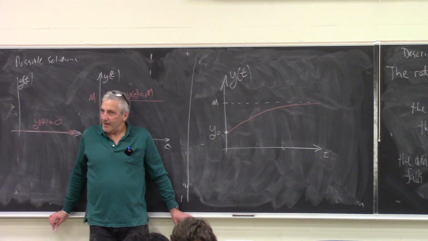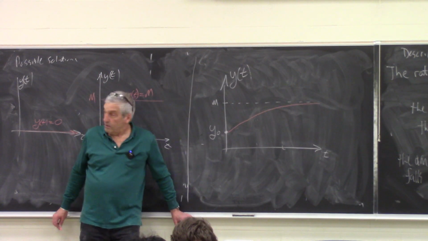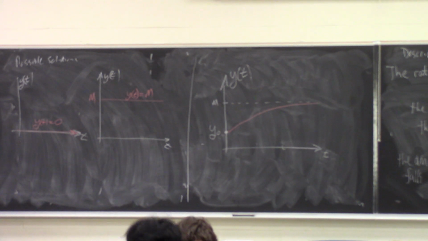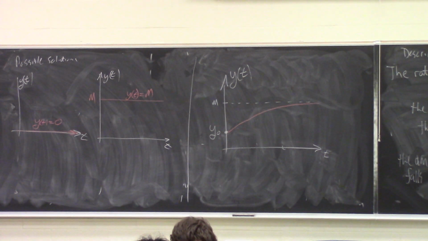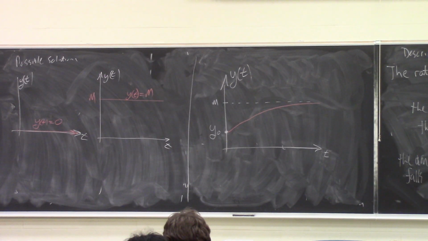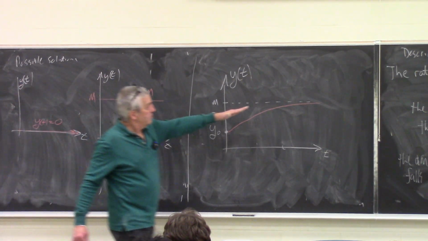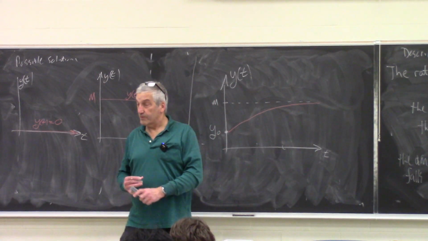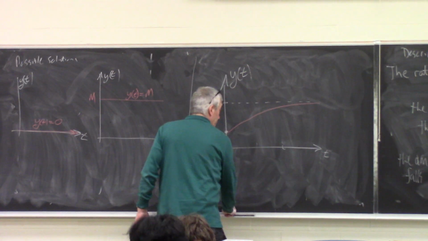And you can see it's going to be an asymptote. It's not really going to get to m, because when y gets closer and closer to m, this quantity, m minus y, will get closer and closer to 0. That's going to cause dy dt to get closer and closer to 0. So the closer you get to that carrying capacity, the slower the growth is going to be. So the slope gets closer and closer to 0. So those are the three kinds of solutions we're noticing.